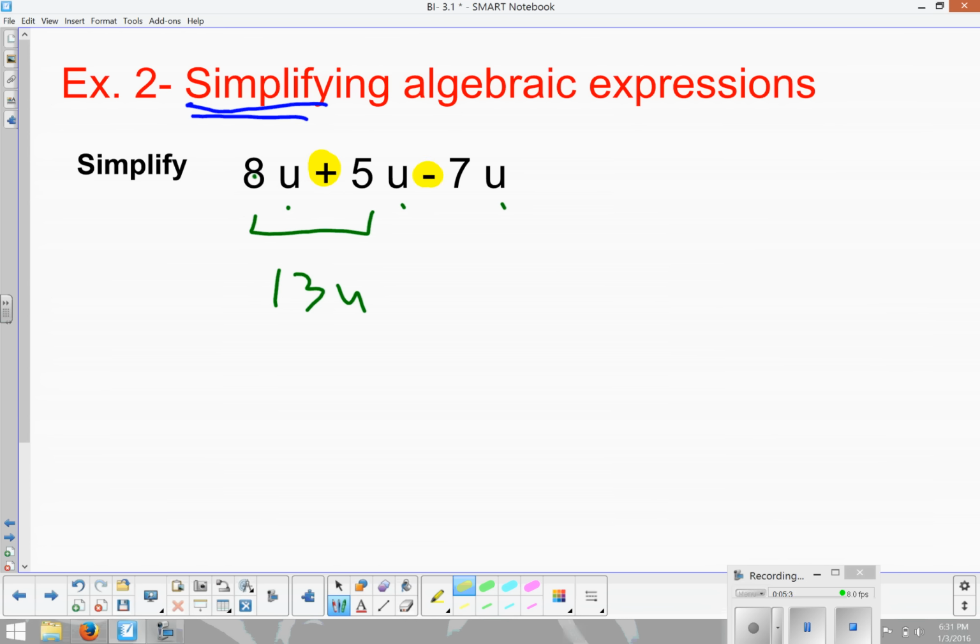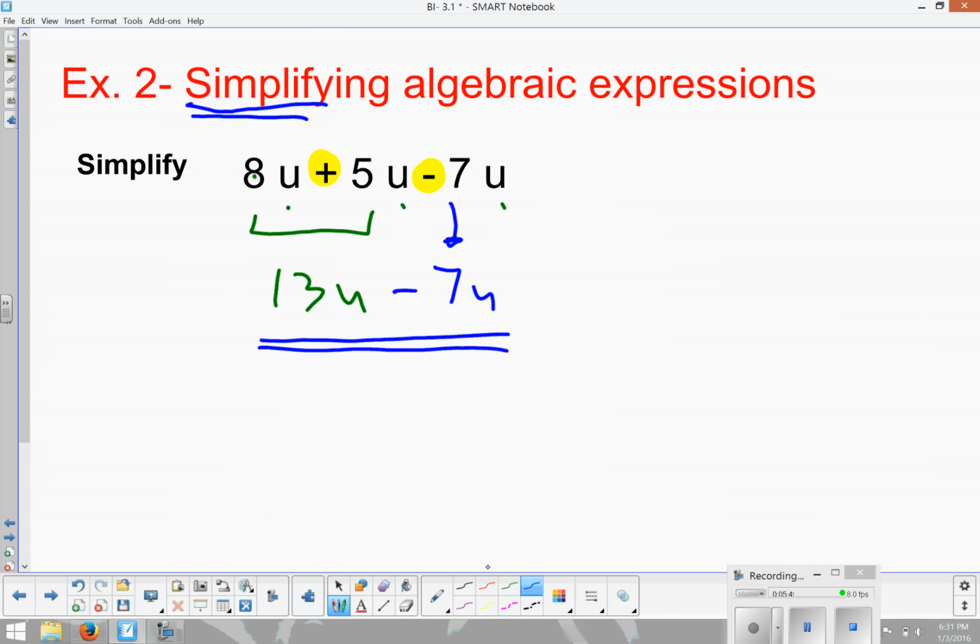Now, this right here is a minus, or you can say a negative 7u. So all I'm going to do is bring it down. I'll show you right here. Bring it down. And when I bring it down, that says negative or minus 7u. And all this says is 13u, or 13 umbrellas, minus 7u, or 7 umbrellas.